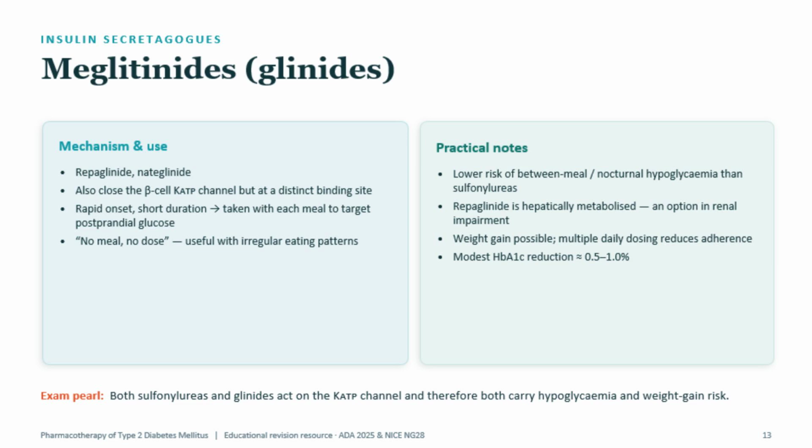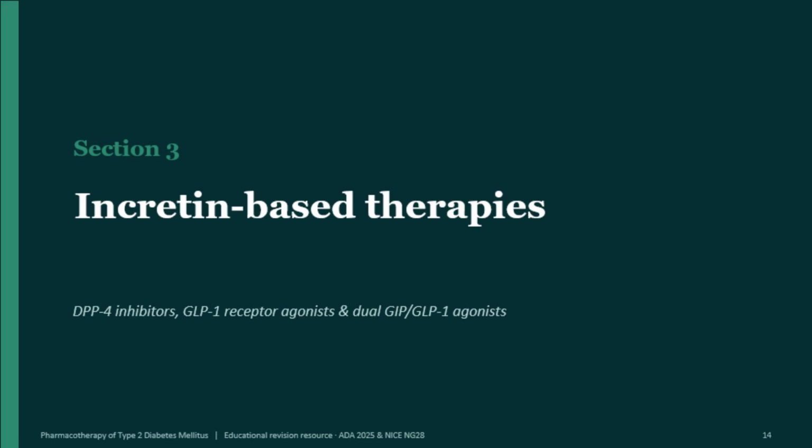Lower risk of those between-meal and nighttime hypos than sulfonylureas, and repaglinide is liver cleared, so it's an option in kidney disease. Both classes hit the same channel, so both bring hypoglycemia and weight gain. Don't get caught out. Now we hit my favorite chapter, the incretins.